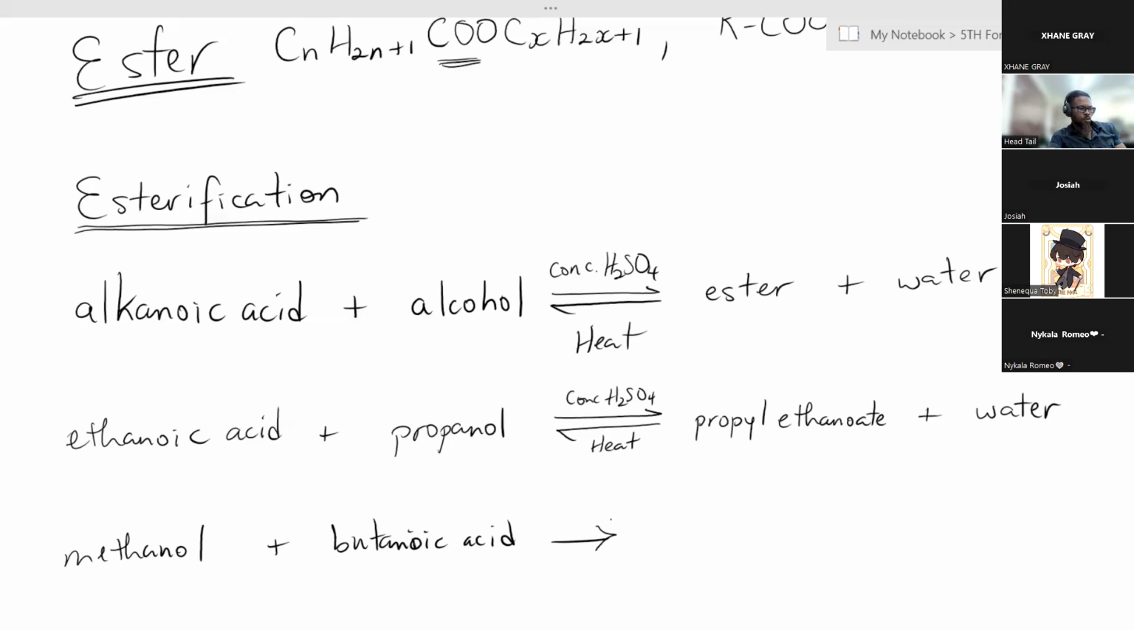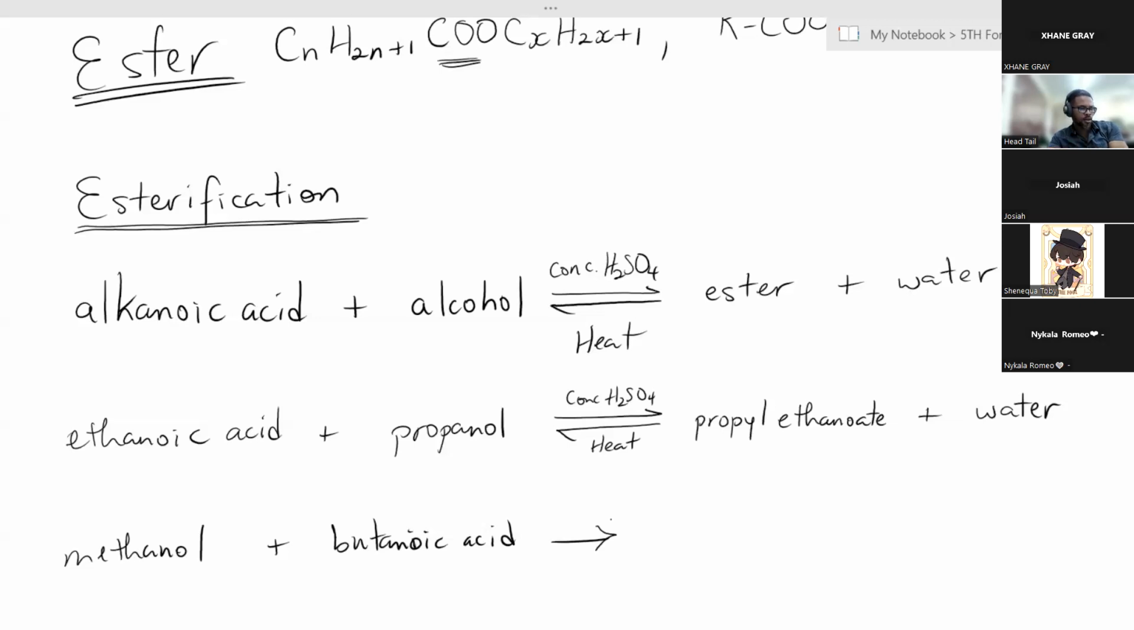All right. So if you notice the first one, the first example we had, ethanoic acid plus propanol, what is formed is called propyl ethanoate. The propyl came from the alcohol portion and the ethanoate came from the alkanoic portion. What would the name of the one that I gave you, which contains methanol and butanoic acid, be? What would you call it? Butyl methanoate. All right, you may have a little error there.